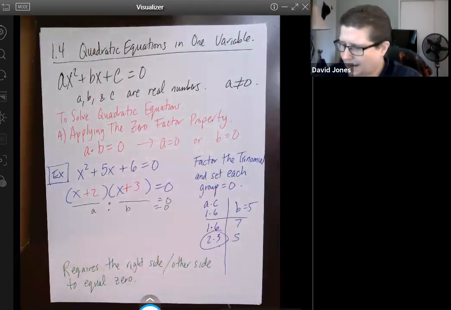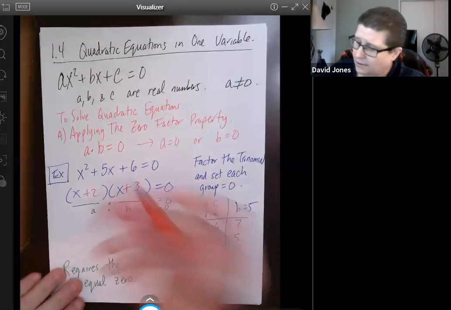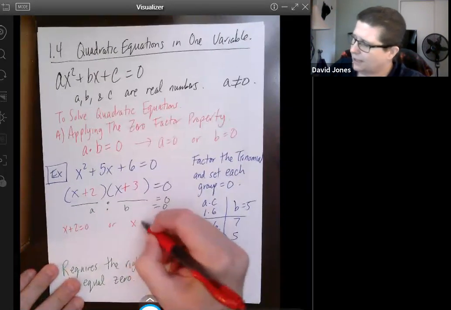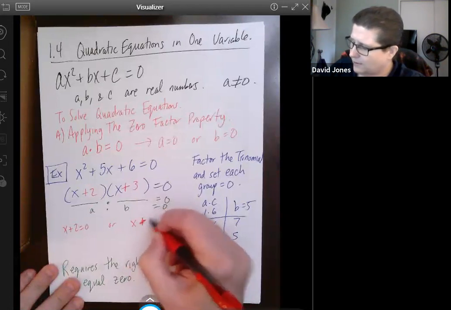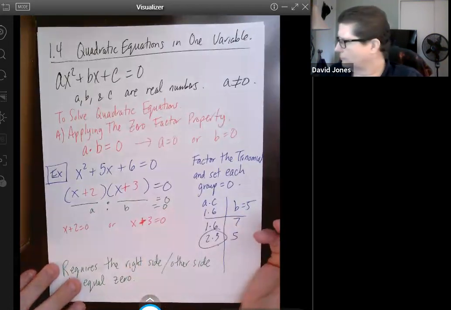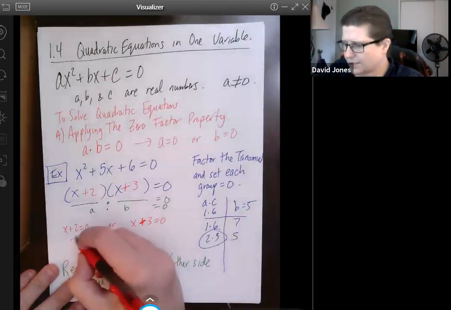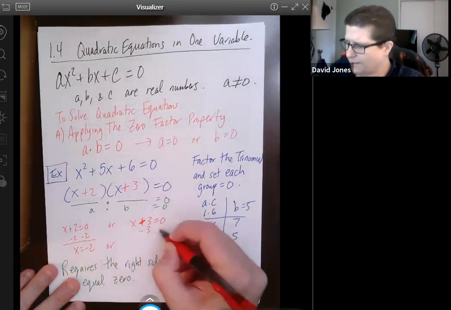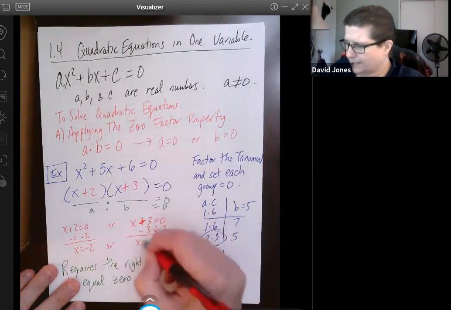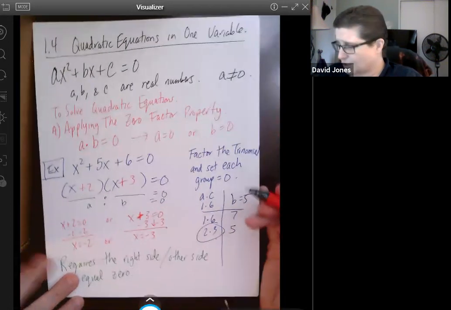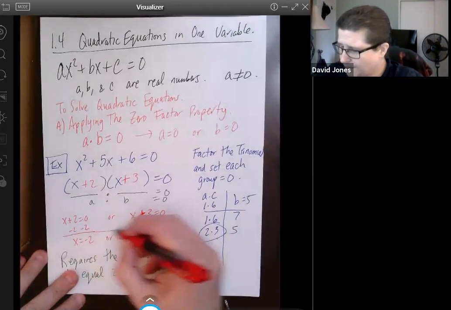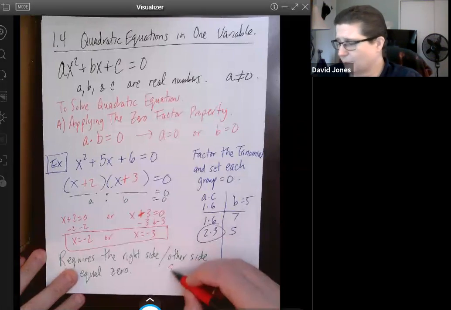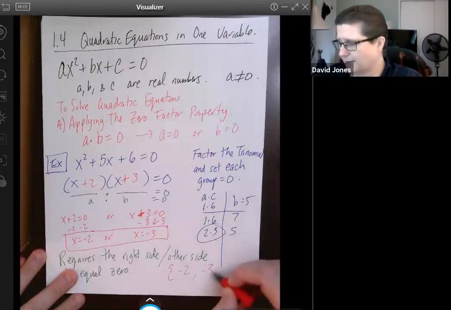And that means that either a equals 0, x plus 2 equals 0, or b equals 0, x plus 3 equals 0. We subtract 2 from both sides here, and we get x equals -2. Or we subtract 3 from both sides here, and we get x equals -3. So x equals -2 or -3 is our solutions. In solution set notation, we would put -2, -3.